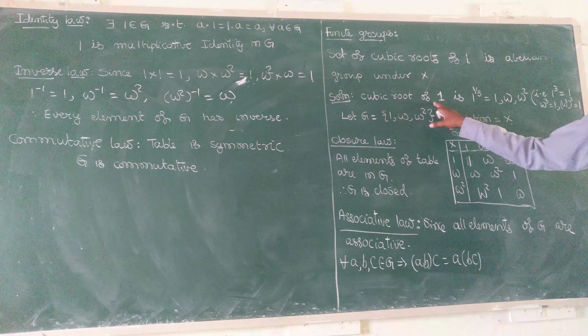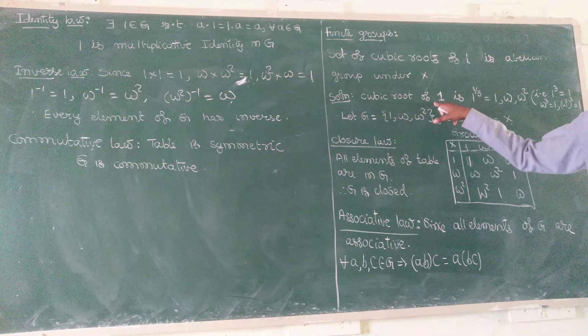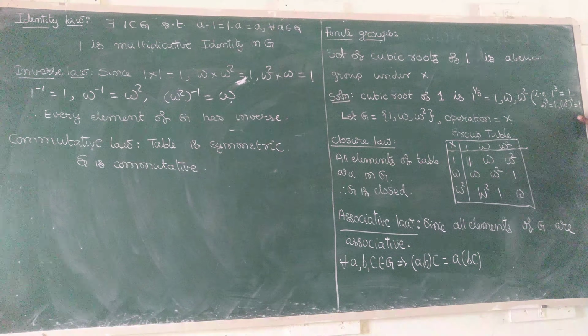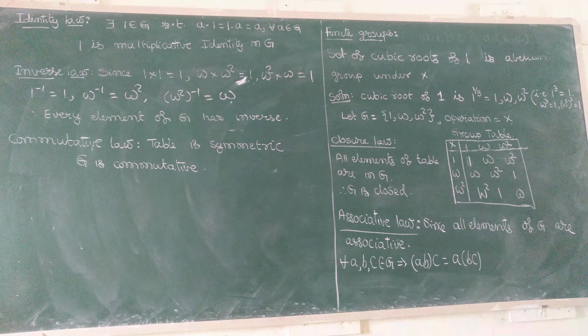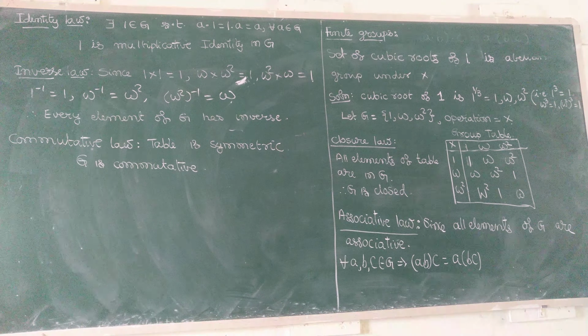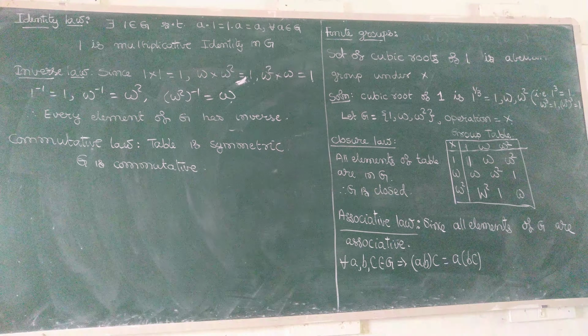Cubic root of 1 means, what is the cubic root of 1? That is nothing but 1 power 1 by 3. In intermediate we studied that there are three cubic roots: 1, omega, omega square. How can you say 1 is a cubic root? Because 1 power 3 is 1. Omega power 3 is 1. Omega square power 3 is 1. That's why 1, omega, omega square are called cubic roots of unity.